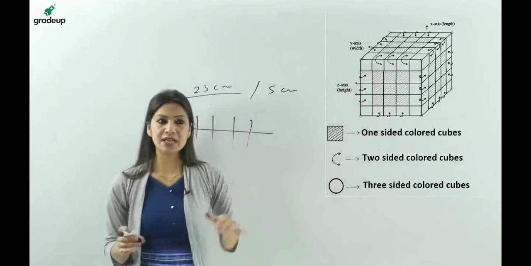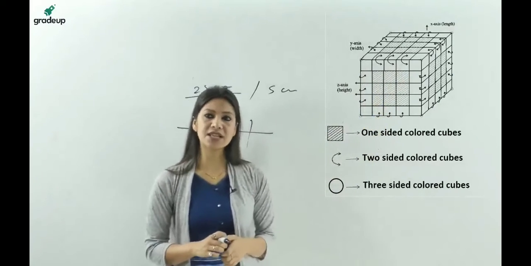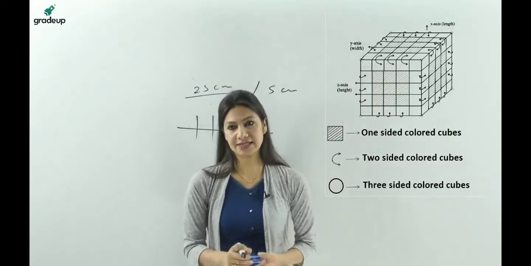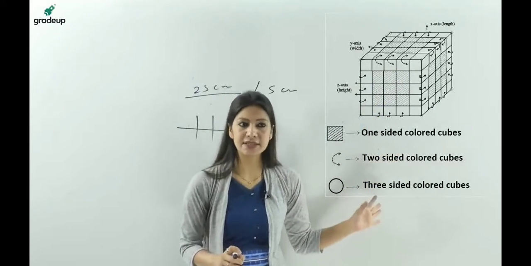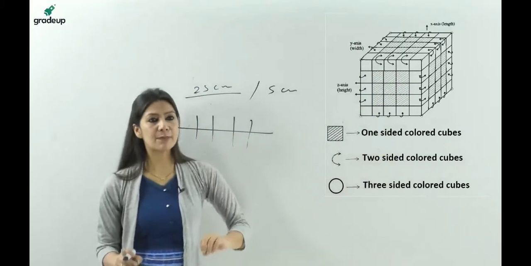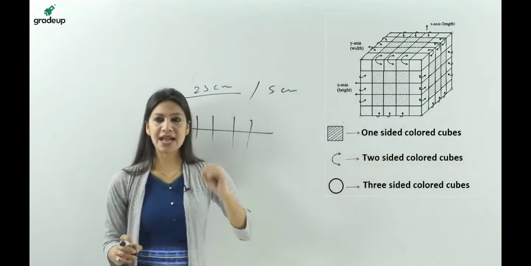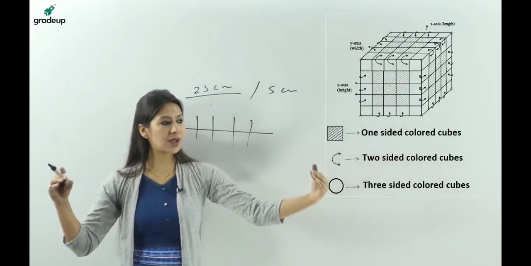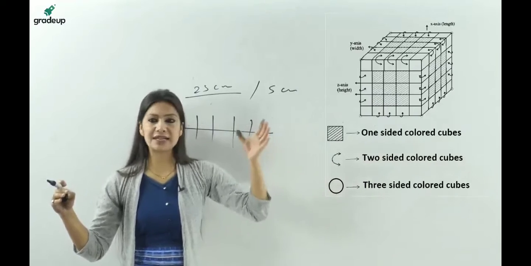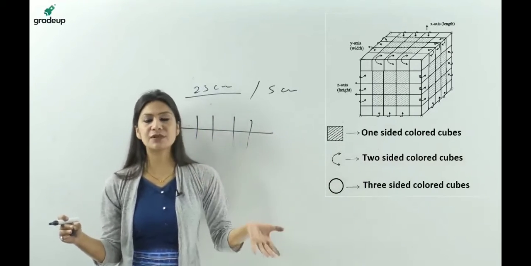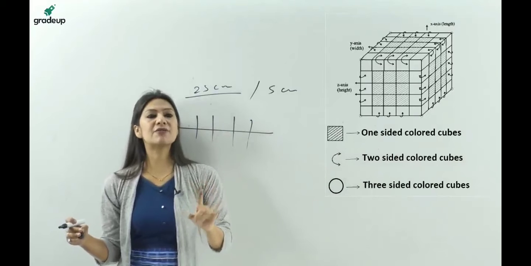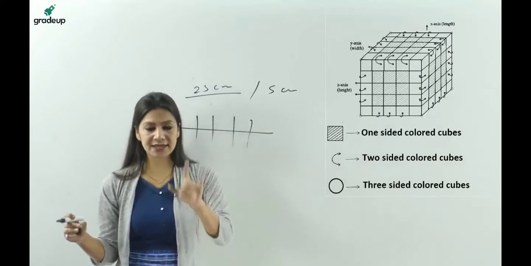Now why am I thinking this way, student? The very first question that comes is the total number of cuts, right? I am not assuming about the one-sided, two-sided and three-sided colored cube. I am just assuming a simple case, a straight line of dimension 25 centimeter. I needed to convert it into equal parts of 5 centimeters. So how many parts will there be? I will have 5 equal parts. For that I needed 4 cuts, right?